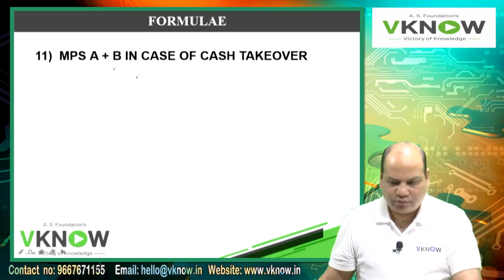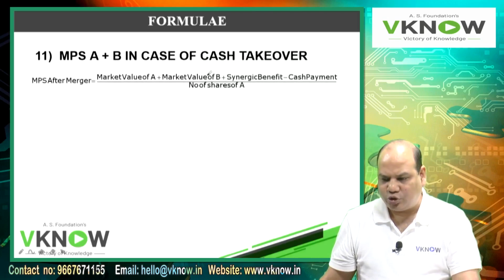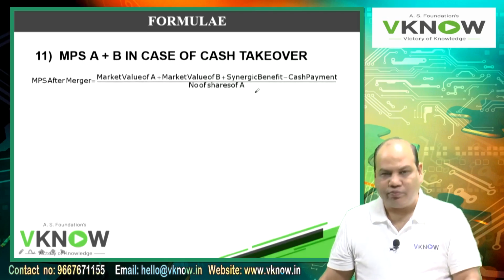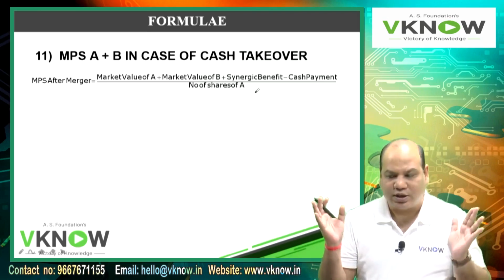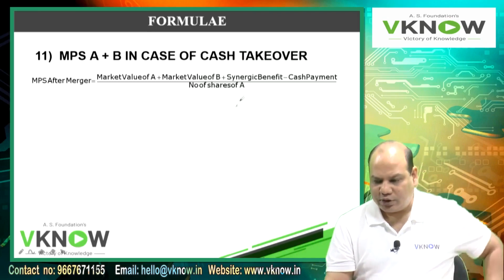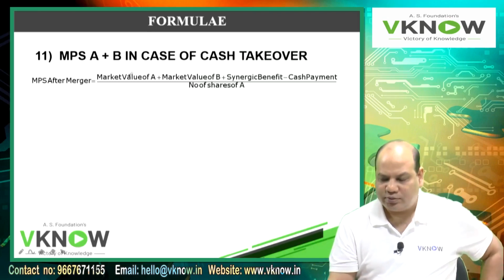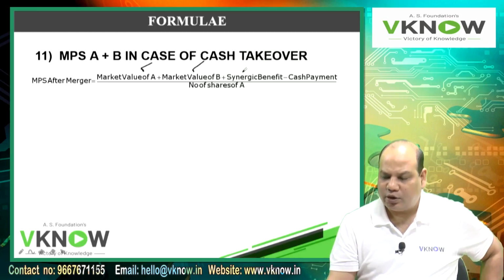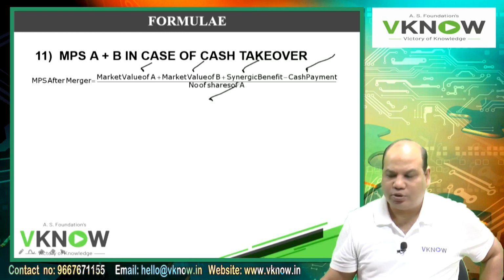Paragraph 11. MPS of A and B in the case of cash takeover. Suppose A acquires B by paying cash. So to the extent you are using business cash, your valuation will fall. So MPS after merger when cash is paid is equal to market value of A plus market value of B plus synergy gain minus cash paid, and divide by number of shares of A.